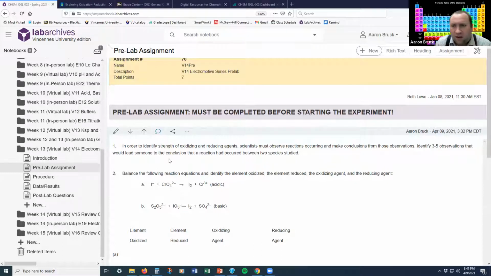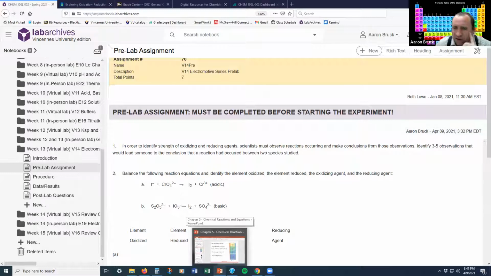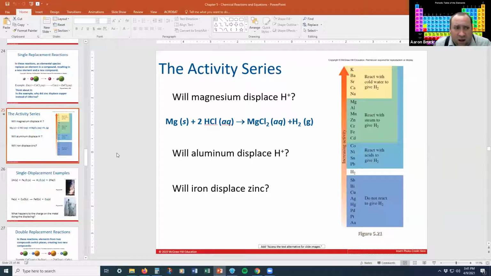But before we talk about the lab itself, I just want to give some background information for where this is coming from. It's a relatively simple concept. It's actually simple enough that it's not really in my Chem 105 notes. I'm actually going to my Chem 100 notes for this, because what we are talking about essentially here is an application of, in large cases, single replacement reactions. And for that, we get into something called the activity series.